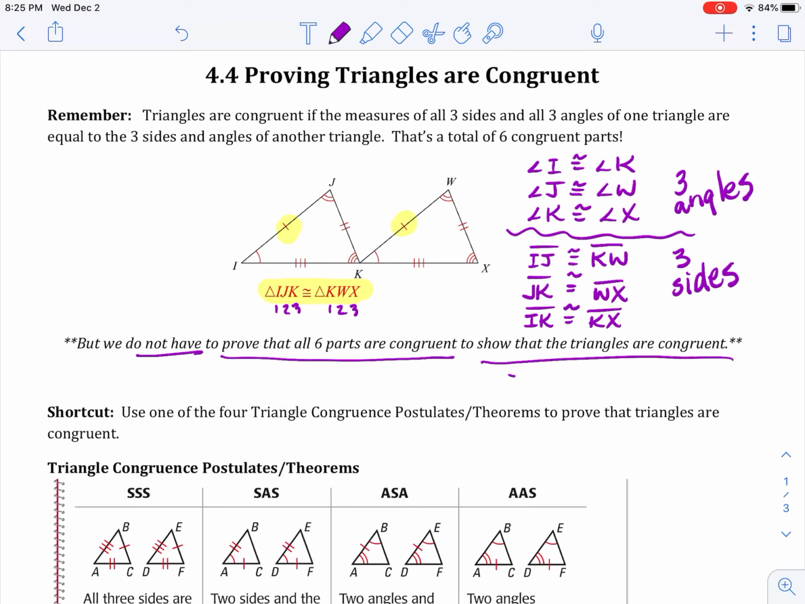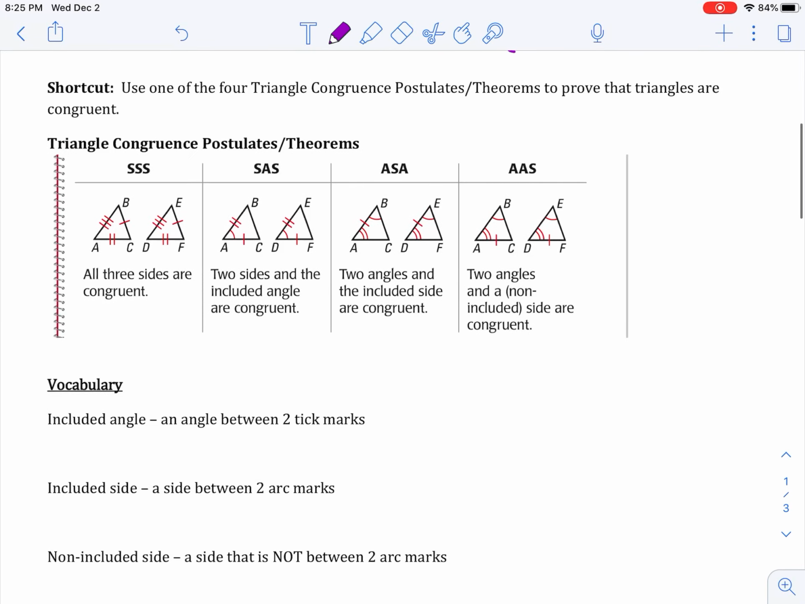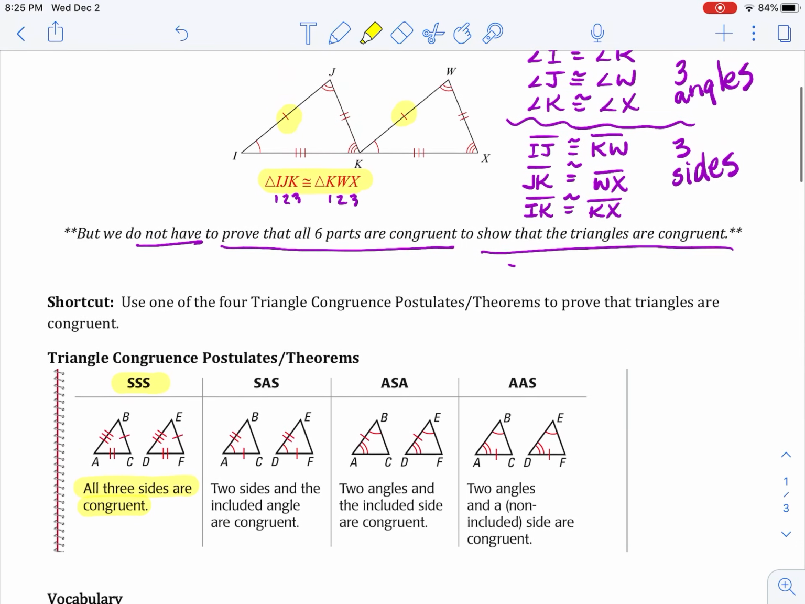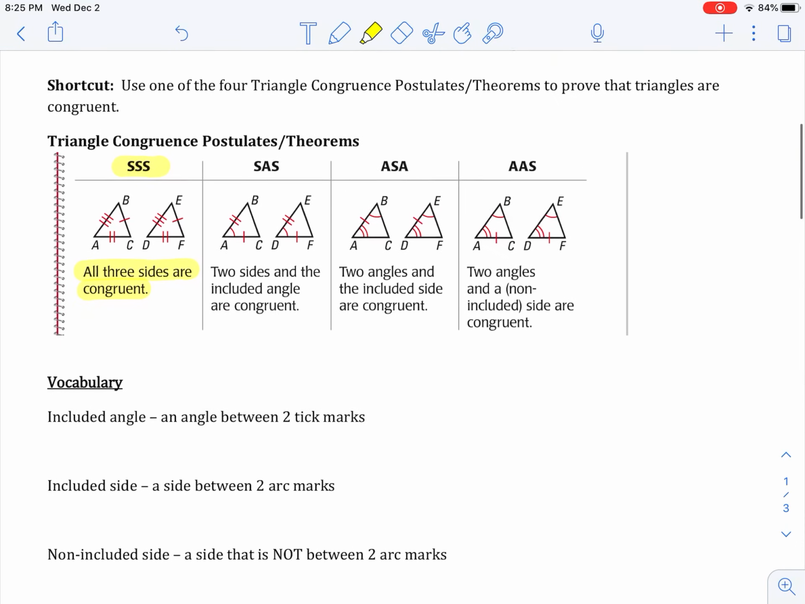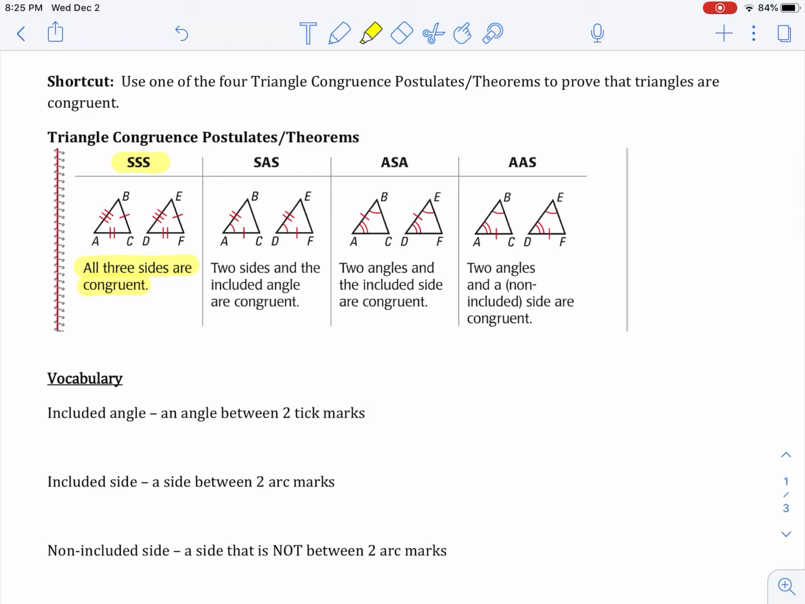Instead of listing all 6 parts, we could actually talk about only 3 of the parts. So if we look at these theorems in this box section in the middle, there are 4 theorems. There's one called SSS. What that stands for is that all 3 sides in both triangles are congruent. And you might say, wait a minute, but what about the angles? Aren't we supposed to prove the angles? Well, some mathematician before us figured out that if the 3 sides are congruent, then the angles are automatically also going to be congruent. So as long as you know that the 3 sides are, then the 3 angles will match up anyway, so you don't have to bother talking about them. So that's why it's called a shortcut.